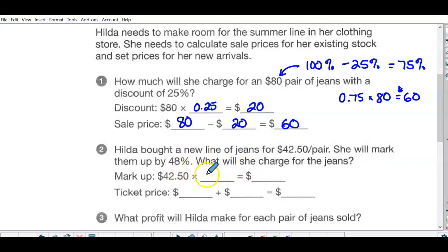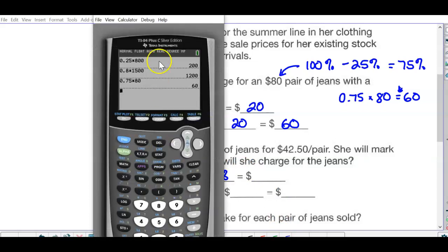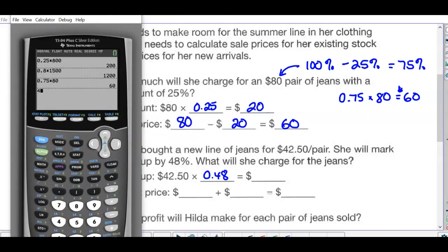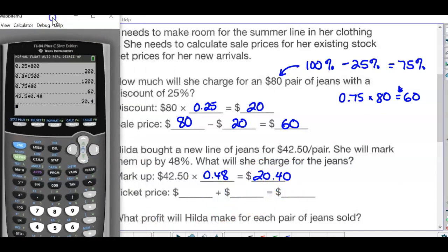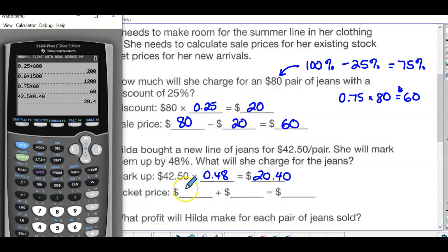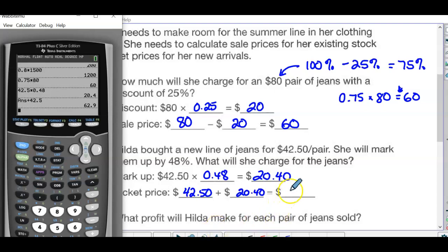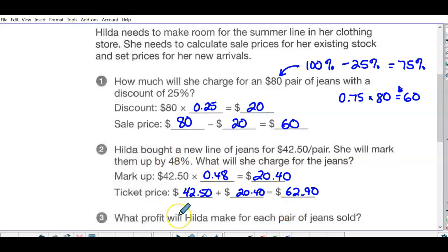So we need to figure out what 48% is of what she pays. So here, $42.50 times 0.48 is $20.40. And so what she'll charge, and put on the ticket, is the $42.50 plus $20.40. I'll just add $42.50 and I get $62.90.